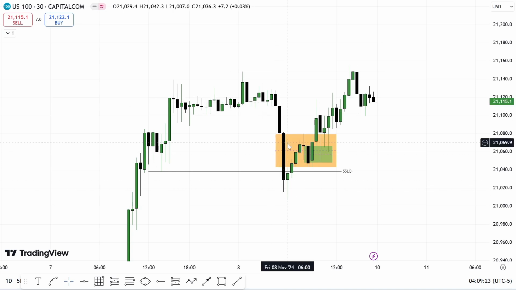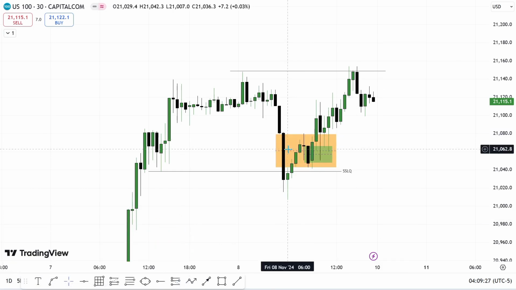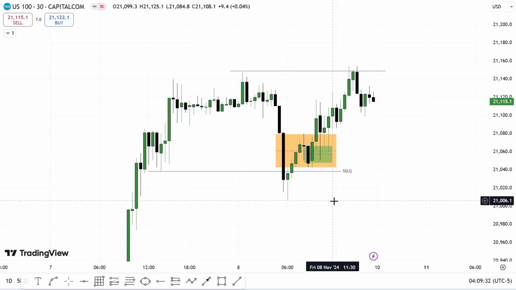Now you cannot just say that this is going to be a bearish fair value gap, right? Because you don't know what price is going to do. You cannot control the market. The only thing you can control is the money you're risking in it.